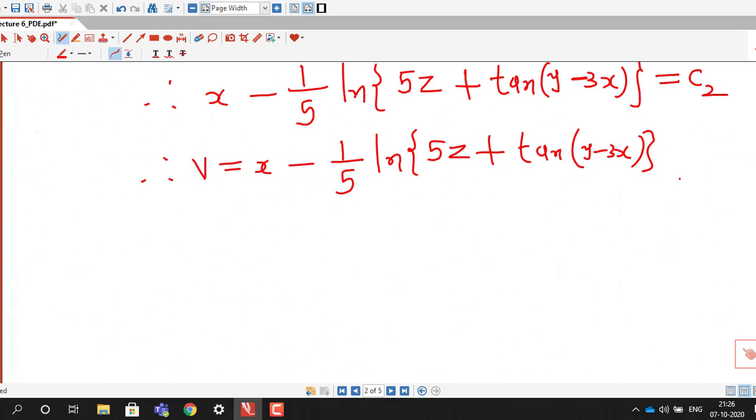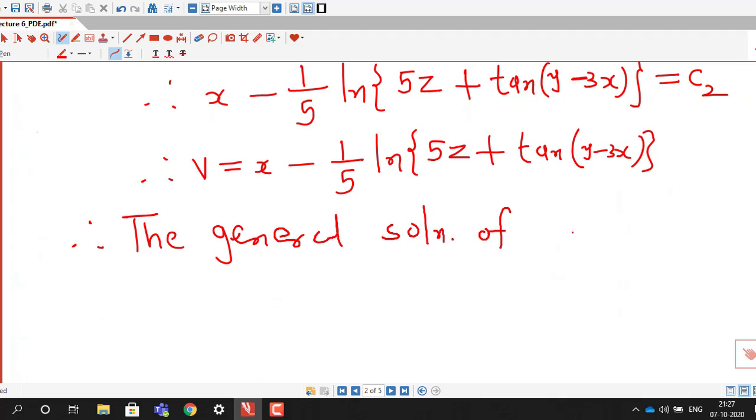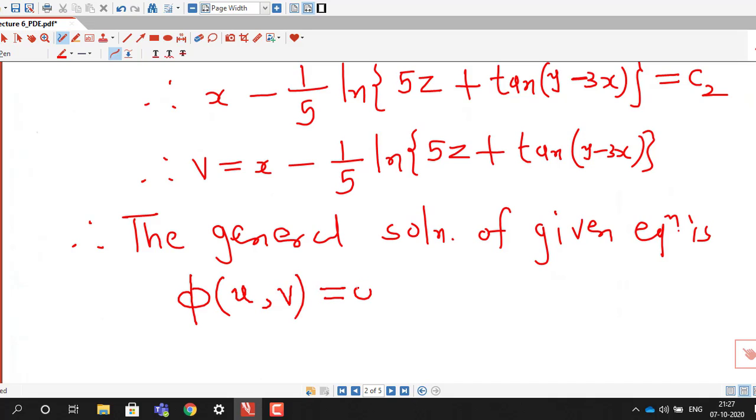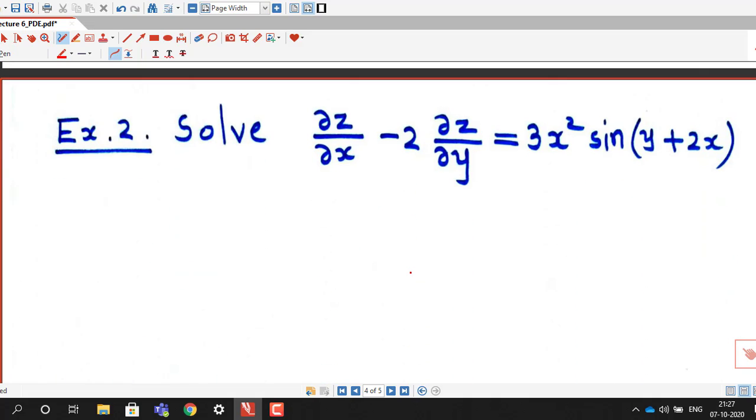And once we find two solutions of the Lagrange auxiliary equations, the general solution of the given equation is phi of u, v equal to 0, or we can write u equal to phi of v, or v equal to phi of u, and after that we have to put the values of small u and small v. So in this way we can use the first solution obtained to find out the second solution.